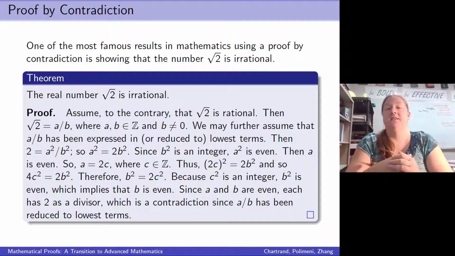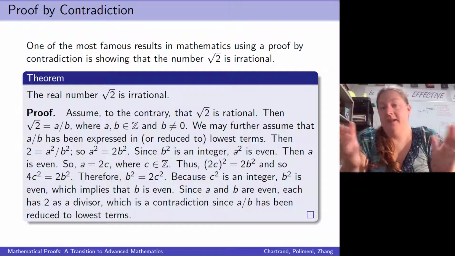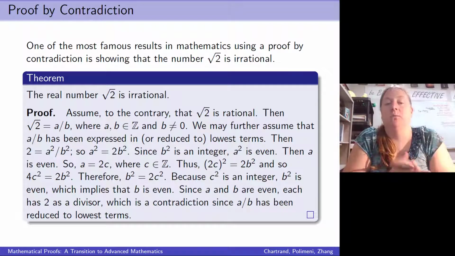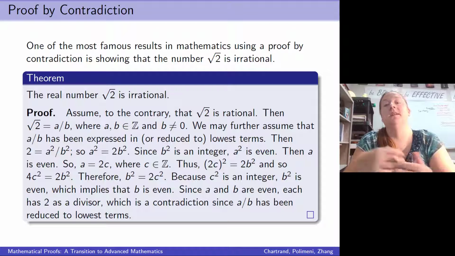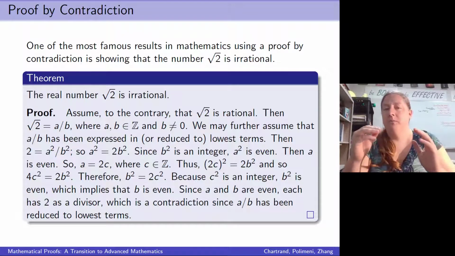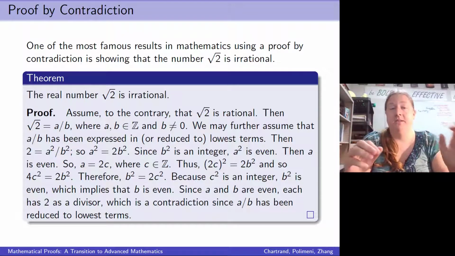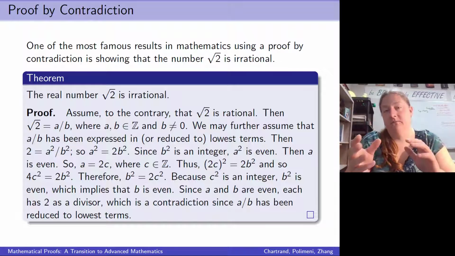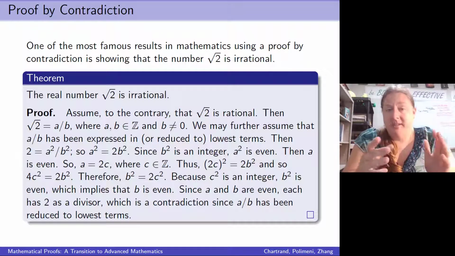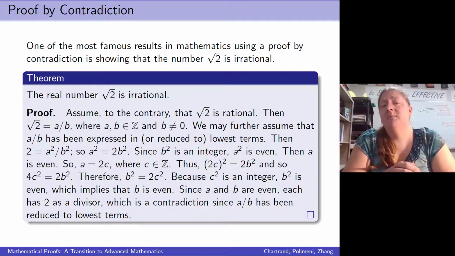And you'll notice this is labeled as a theorem. It's in fact one of the most famous results in math that uses a proof by contradiction to show that it's true. So the result is: the real number square root of 2 is irrational. So for the sake of contradiction, to prove it by contradiction, we're going to assume the contrary, that square root of 2 is rational. Well, by the definition of rational, I should be able to write square root of 2 equals a over b for some integers a and b, where b is not equal to 0.